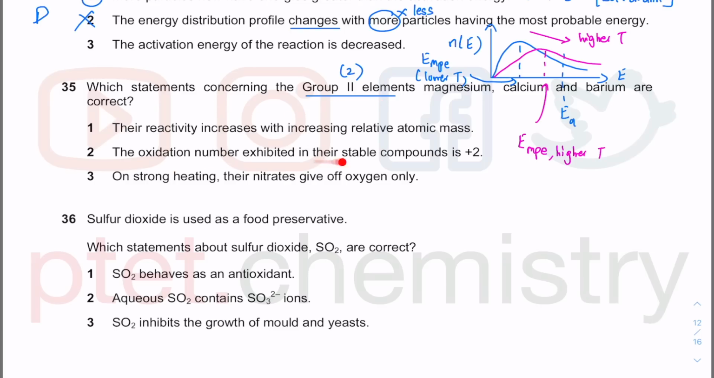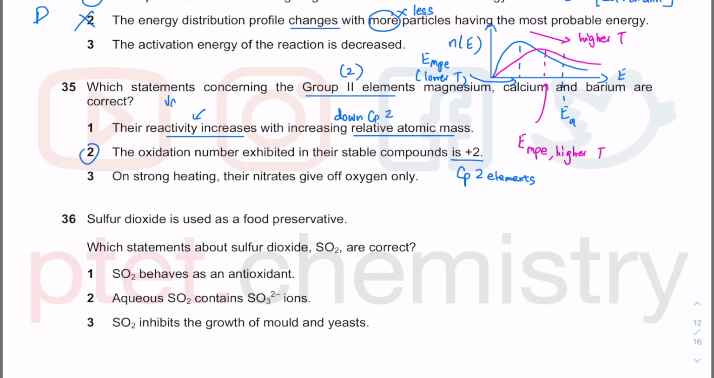The oxidation number exhibited in the stable compound is +2. That is correct for all group 2 elements. When they form compounds, they exhibit this +2 oxidation number exclusively. Their reactivity increases with increasing relative atomic mass. So increasing relative atomic mass means down the group. So down group 2, reactivity increases.